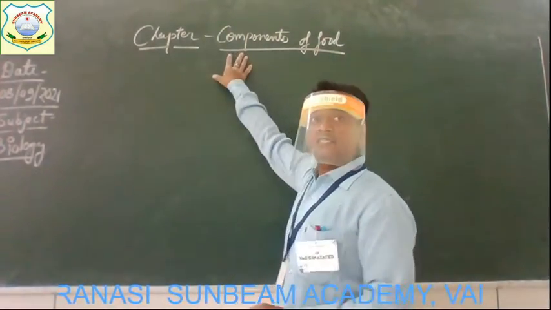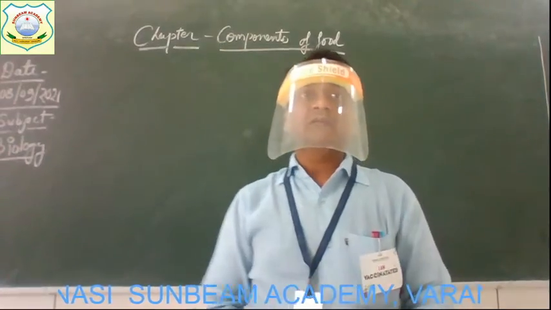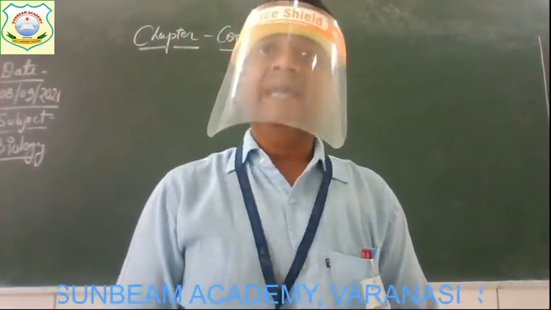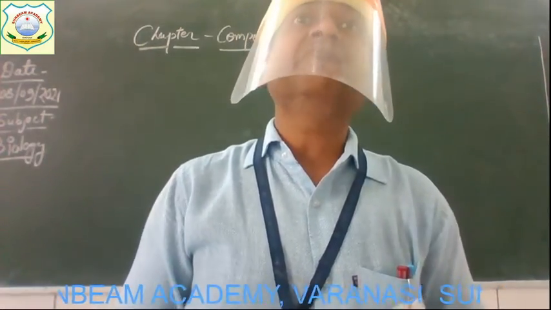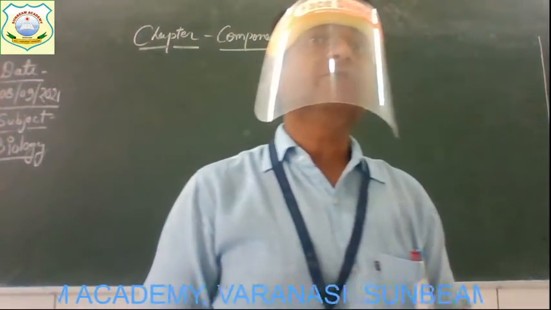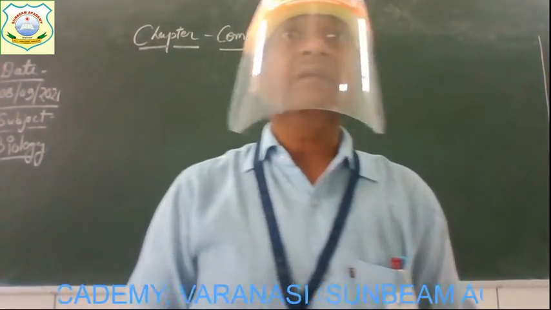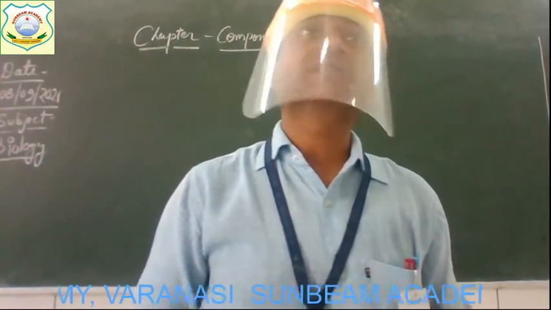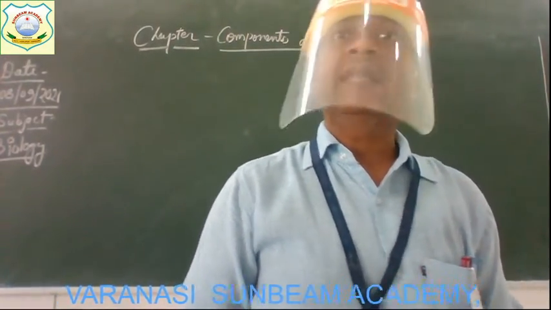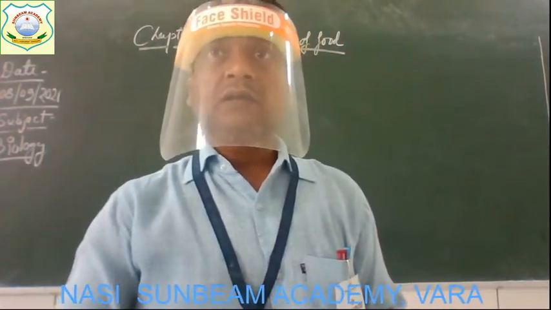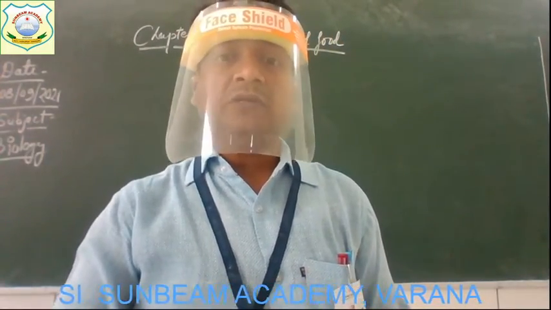We are discussing the chapter Components of Food in biology. In the previous class, I discussed the different deficiency diseases which occur due to the lack of especially vitamins and minerals, like rickets, scurvy, goiter, anemia and all. I hope that you understood all those deficiency diseases.